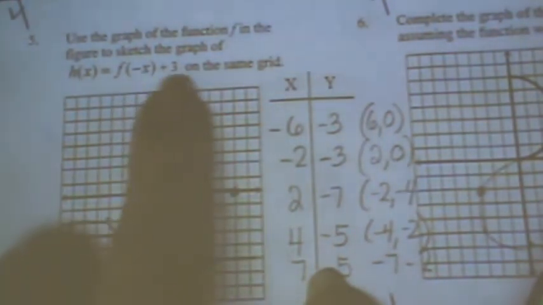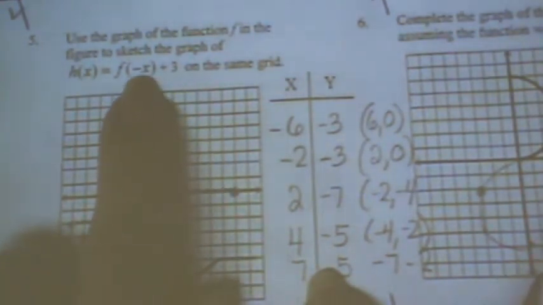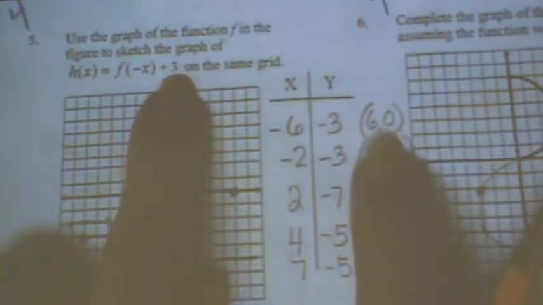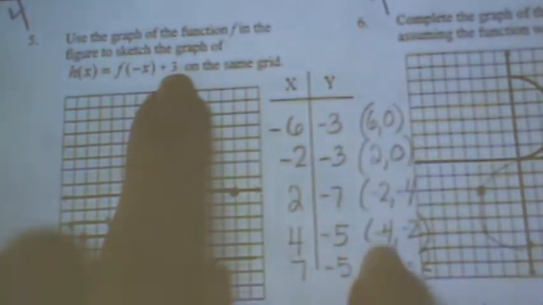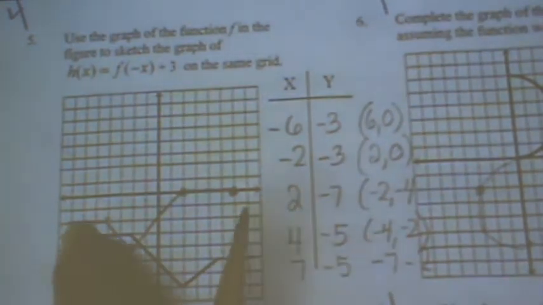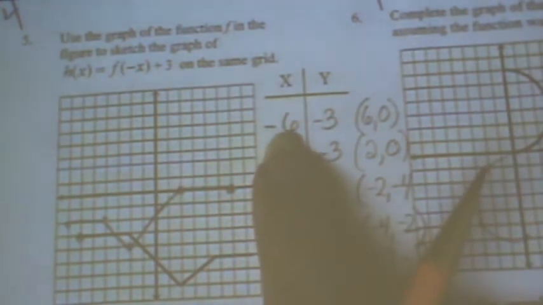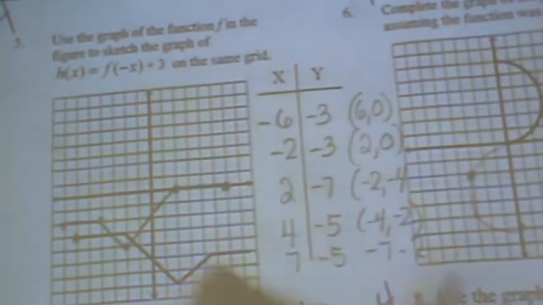This is the direction they want us to go. They want you to multiply the x values by -1, and then add 3, shift it 3 units up. So this is what I did. I multiplied my x values by -1, and I added 3 to my y values, and created this new one. So I reflected it over the x-axis, and shifted it 3 units up.